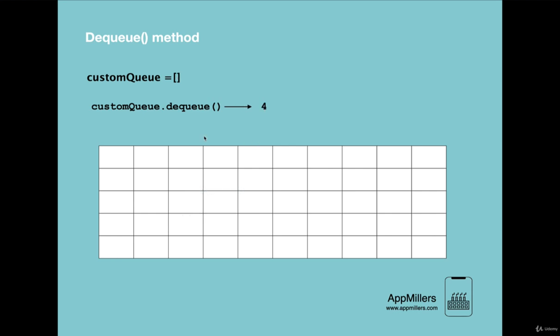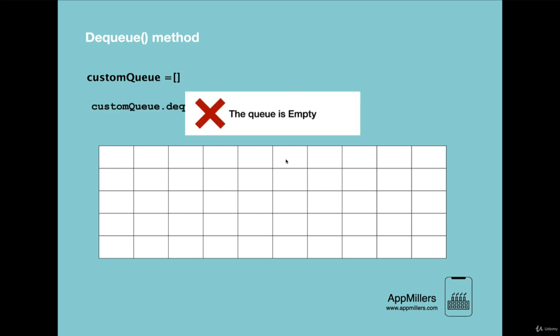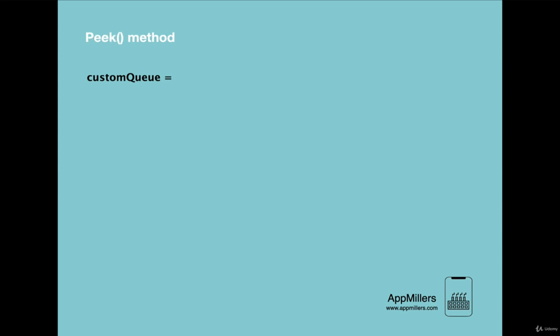Now the question is, if we run the dequeue method one more time in case of an empty queue, what will happen? In this case, it will raise an error saying that the queue is empty. So let's continue to the next method, which is the peek method.